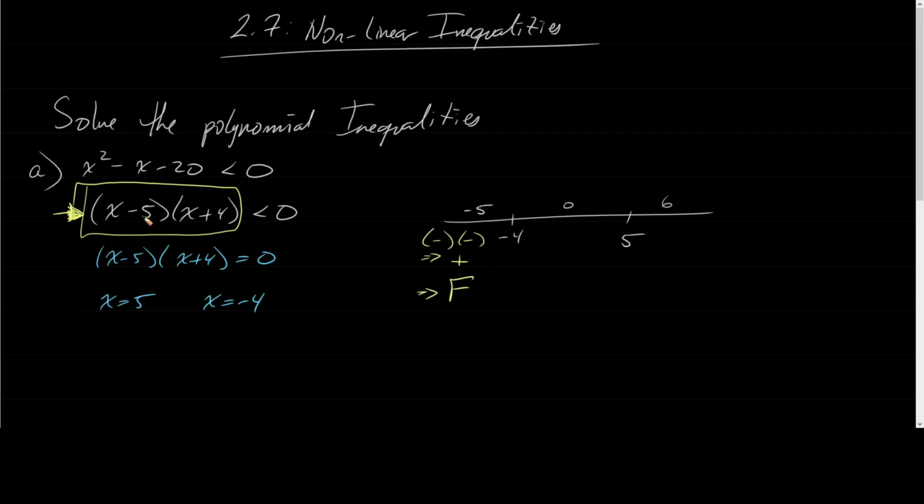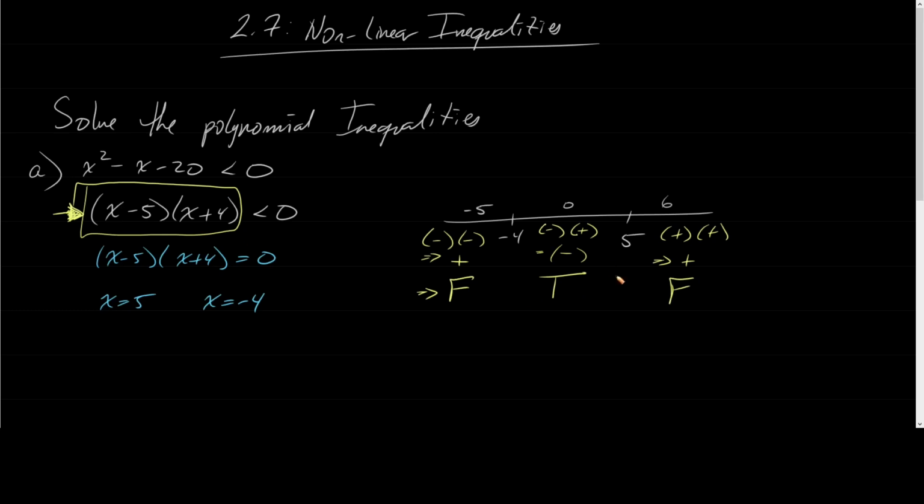Plug in 0. 0 minus 5, that's a negative. 0 plus 4, that's a positive. A negative times a positive is a negative. So overall, that's true, right? Because in here, a negative would be less than 0. Over here, when we plug in 6, 6 minus 5, that's positive. 6 plus 4, that's positive. Overall, a positive times a positive is positive. So in here, a positive is not less than 0. So therefore, it would be false.